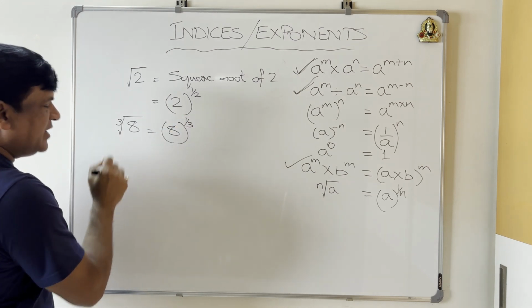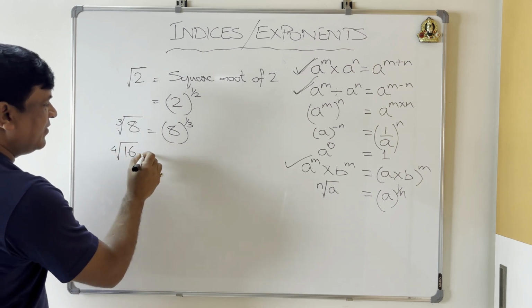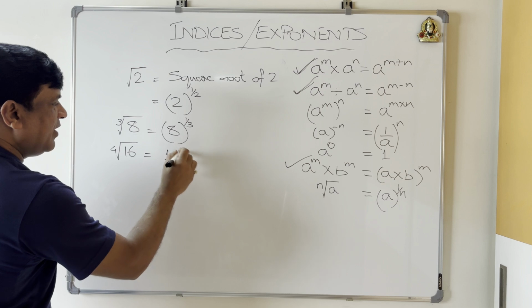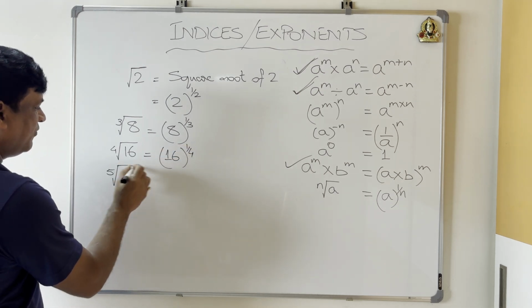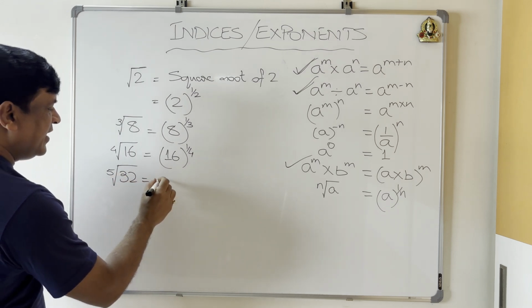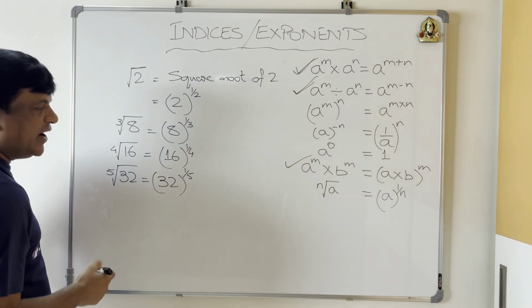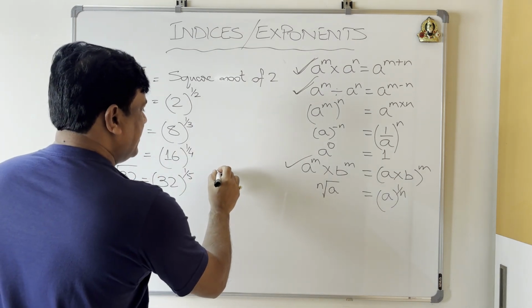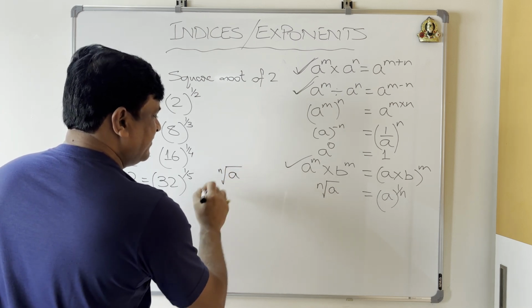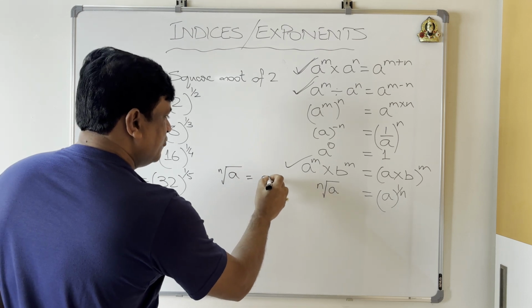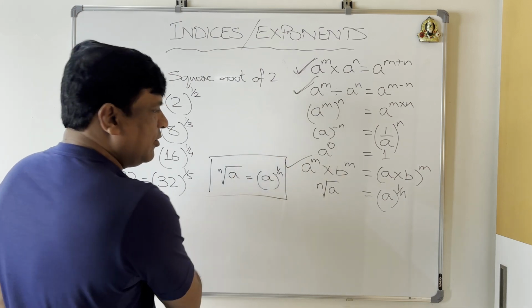Remember, 1 by 3. Similarly, if you have something like the fourth root of say 16, right, you will write it as 16 to the power 1 by 4. Similarly, you have something called fifth root of 32. It is written as 32 to the power 1 by 5. So basically, the general formula is that suppose n is a positive integer, and you have some base a. So it is written as a to the power 1 by n. That's the general rule. I hope it's clear.